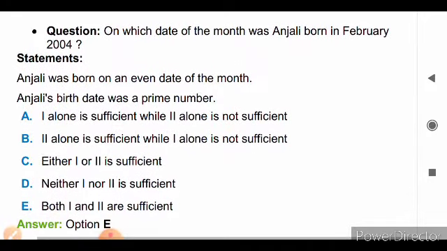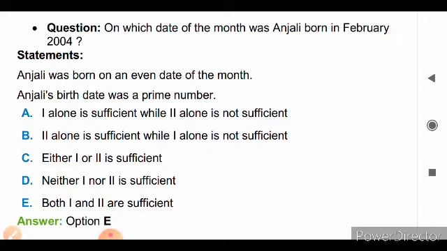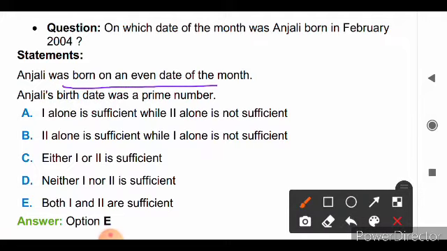Next question is, on which date of the month was Anjali born in February 2004? Statement 1 is Anjali was born on an even date of the month, and statement 2 is Anjali's birth date was a prime number. So according to the question, Anjali was born in February 2004, and from statements 1 and 2 we conclude that Anjali was born on a date which is an even prime number. So the only even prime number is 2. So we can find Anjali was born on 2nd February 2004. So with both statements 1 and 2 we can get the answer. So the answer is option E. Both 1 and 2 are sufficient to answer the question.